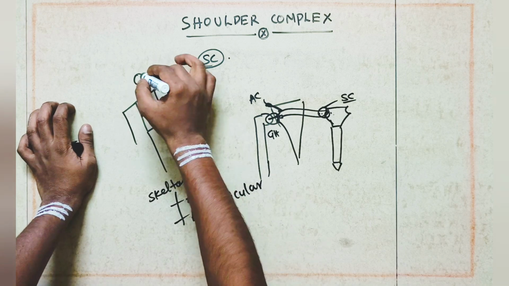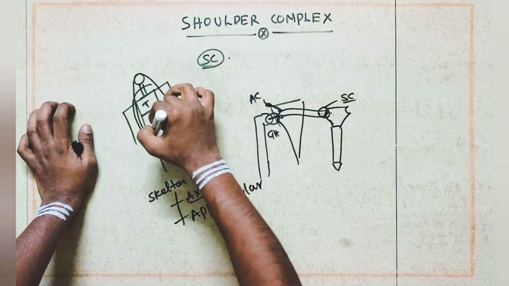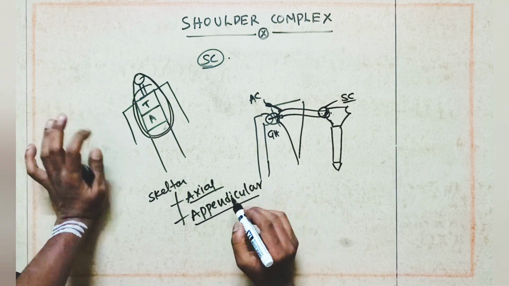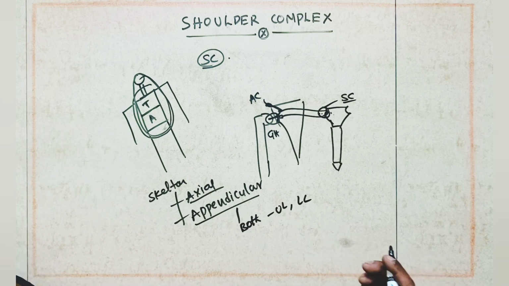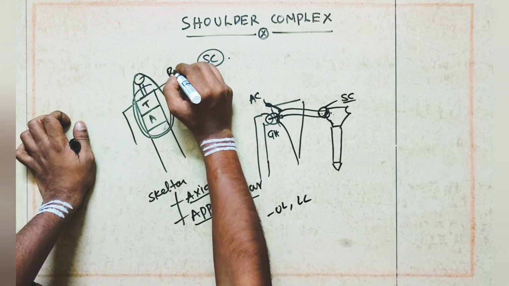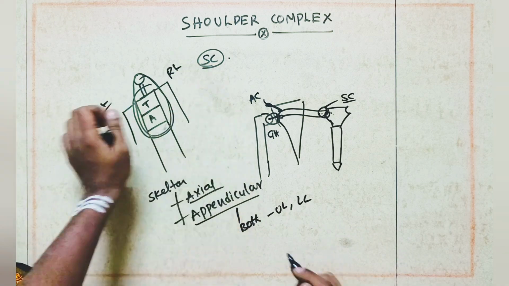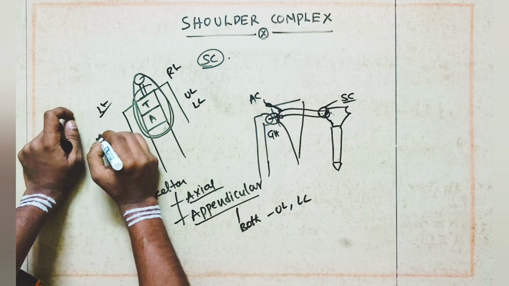The axial skeleton is the center portion. The appendicular skeleton means both upper limbs and lower limbs. Suppose this is the right side and this is the left side. The right side will have an upper limb and a lower limb, and the left side also an upper limb and a lower limb.